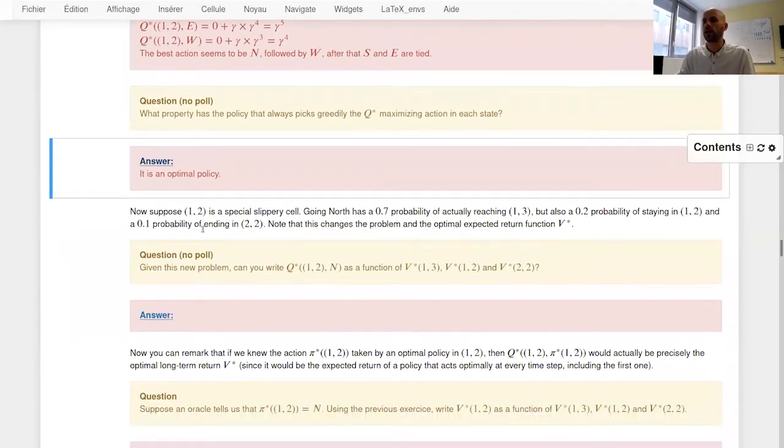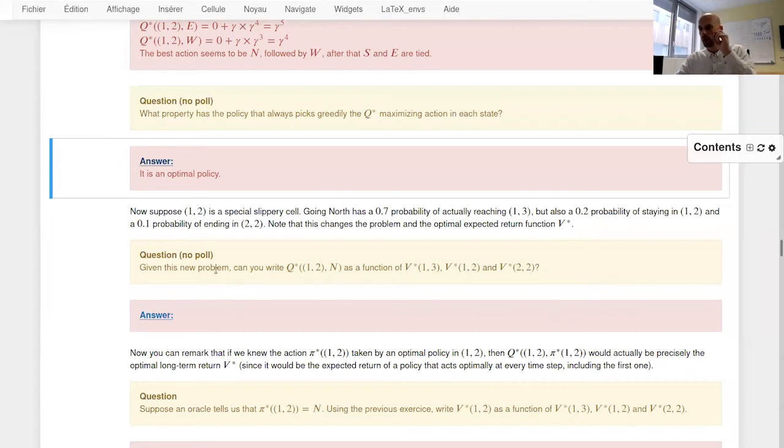And now for the few final questions, suppose that the cell 1, 2, the cell that we've been looking at all across this exercise, is a special slippery cell. Going north, all the rest is still deterministic, but in this cell, going north has a 0.7 probability of actually reaching the state that is north, but also a 0.2 probability of staying in the same place and a 0.1 probability of slipping aside to the 2-2 cell. Note that this change in the probabilities changes the problem and the optimal expected return function, V star. So V star is not valid anymore.